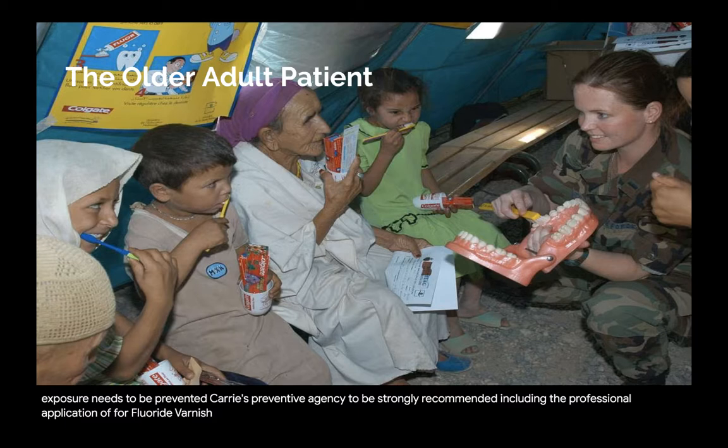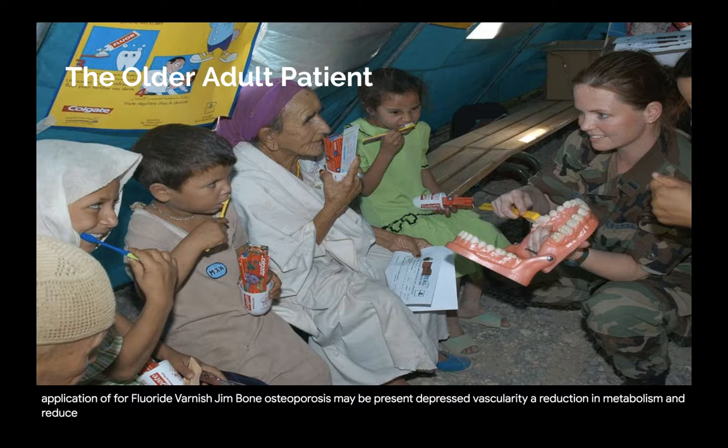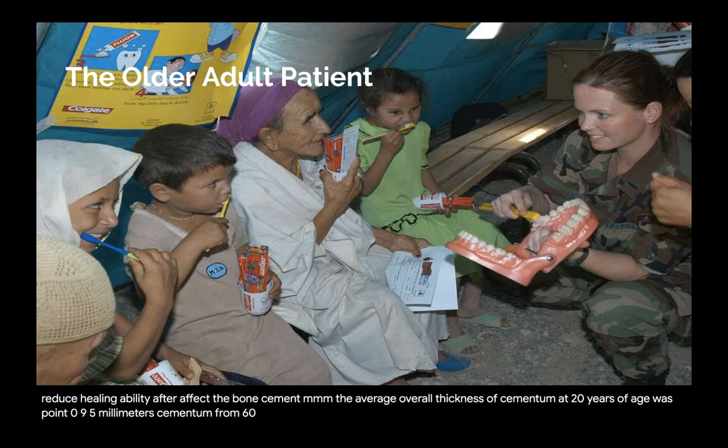The periodontium. Bone. Osteoporosis may be present. Depressed vascularity, a reduction in metabolism, and reduced healing ability affect the bone. Cementum. The average overall thickness of cementum at 20 years of age was 0.095 millimeters. Cementum from 60-year-old persons measured 0.215 millimeters.